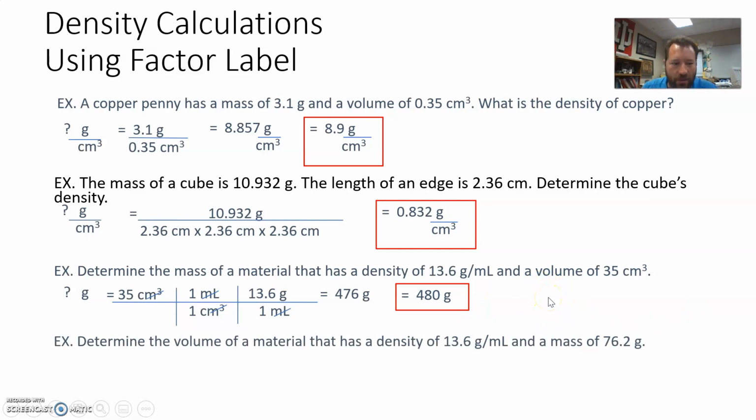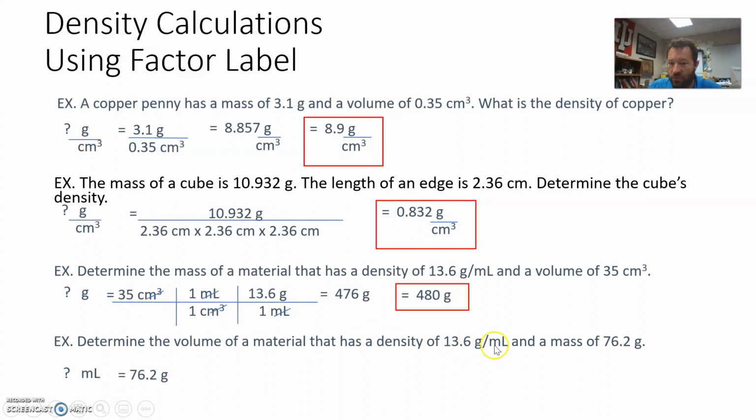All right, our final example here. Determine the volume of a material that has a density of 13.6 grams per milliliter and a mass of 76.2 grams. Very similar problem as the one above. There's going to be one little trick. So we're looking for volume. They didn't tell me what unit, so if you want to do it in cubic centimeters, go for it. I'm just going to go ahead and say, hey, we're working with milliliters. They don't tell me exactly which volume, so I'll work with milliliters.